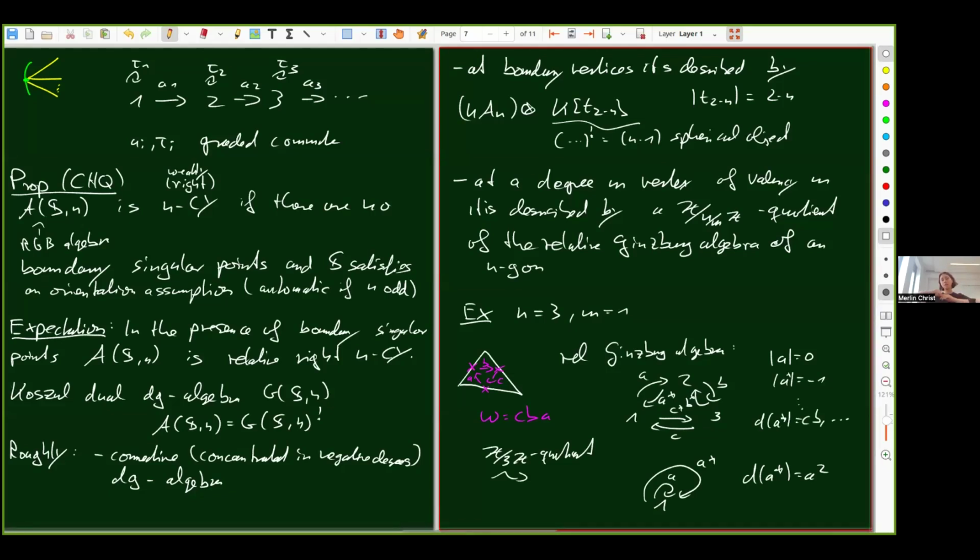And so the Koszul dual is always given by going to a cyclic quotient of such a relative Ginzburg algebra, which in the simplest case of a triangle looks like that. Otherwise, it's a bit more elaborate and complicated to describe, but it's somehow fairly concrete. And it's interesting that there's a relation between these generalizations of Brauer graph algebras and generalizations of Ginzburg algebras via Koszul duality.